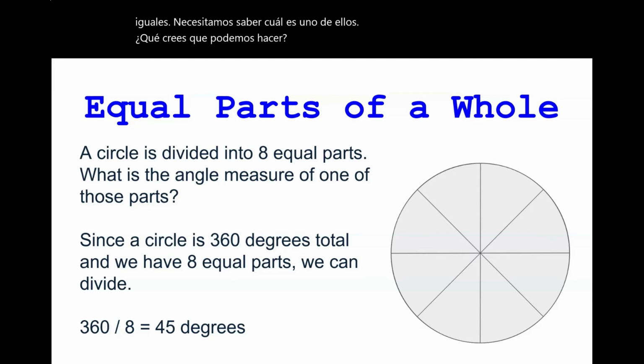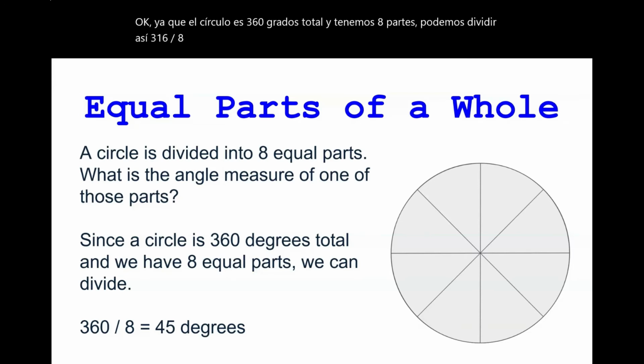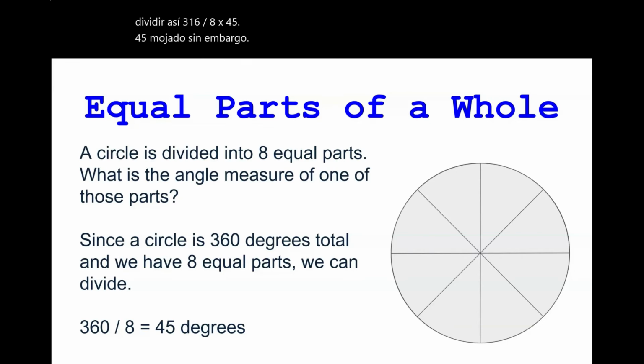If I know my total is 360, and I'm going to divide this whole thing into 8 equal parts, and they're all equal, what type of operation does it sound like? Good, division. Okay, since the circle is 360 degrees total and we have 8 equal parts, we can divide. So 360 divided by 8 will equal 45. 45 what though? 45 degrees, okay? So that means this angle is 45 degrees. And what type of angle is that? Good. An acute angle.